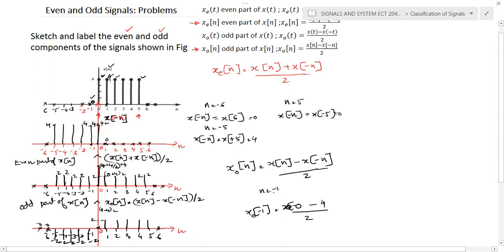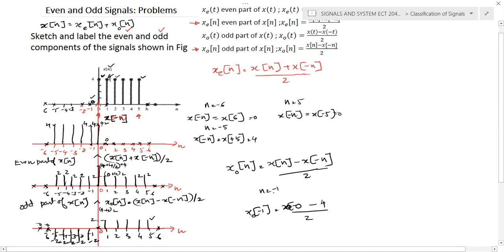Okay. And you can also verify this result after calculating the even and odd part. If you simply add the odd and even component, you will get x of n. So we know that any signal x of n can be written as its even component and odd component. So if you know this concept, you can simply verify this result. So we got even component and odd component, so you can simply add. So you can start from here.